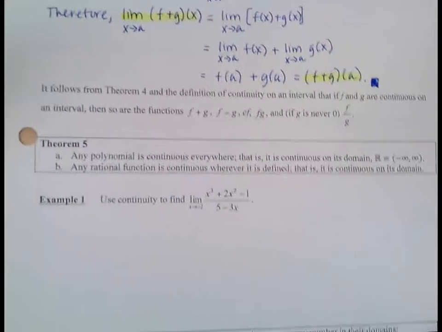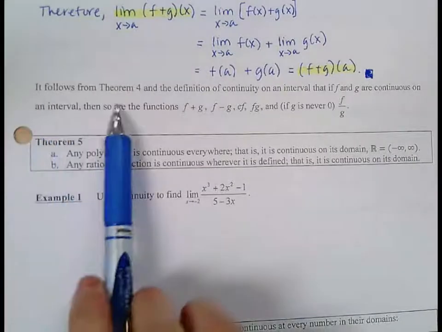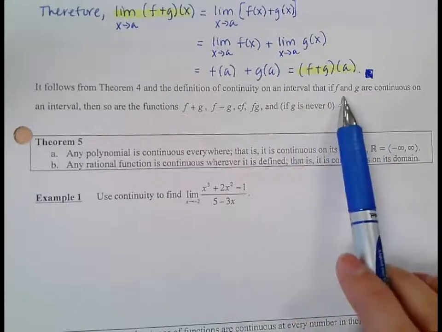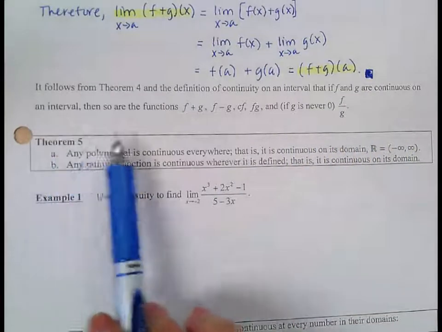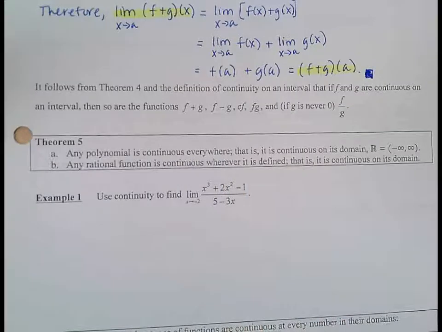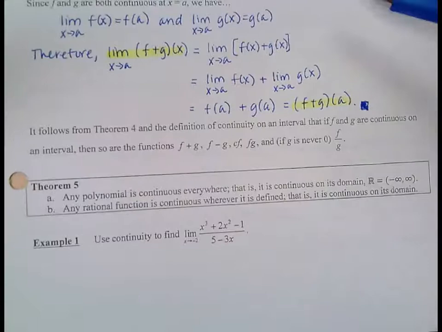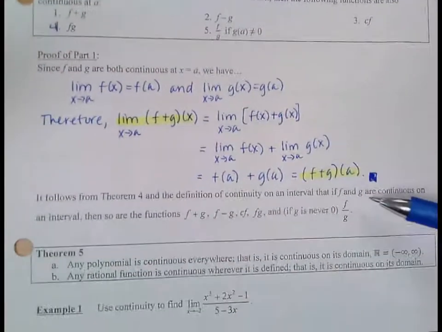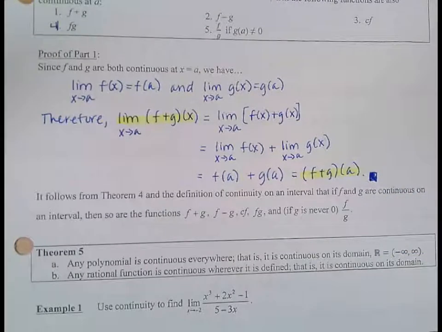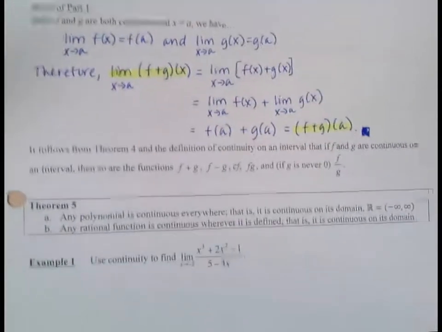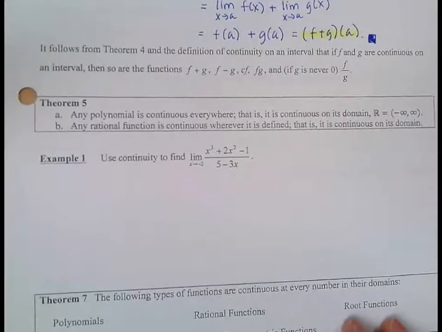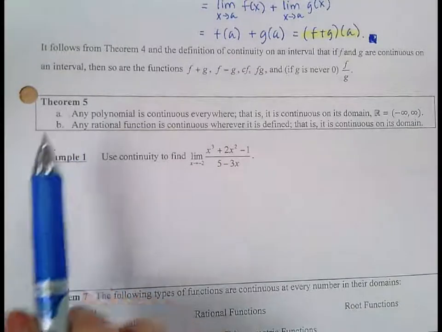So then, it says it follows from Theorem 4 and the definition of continuity on an interval that we talked about yesterday, that if f and g are continuous on an interval, then so are those 5 combinations of functions that were in that box above. So this was just showing that these functions are continuous at a number a. This is then putting that together with the definition of continuity on an interval, saying that the continuity would also exist for an interval.